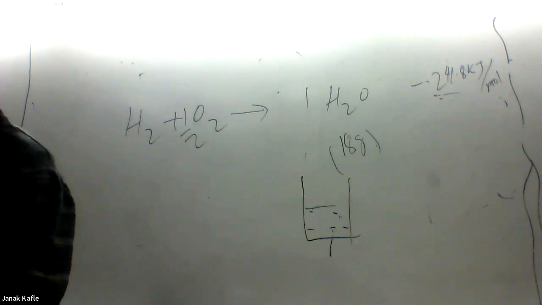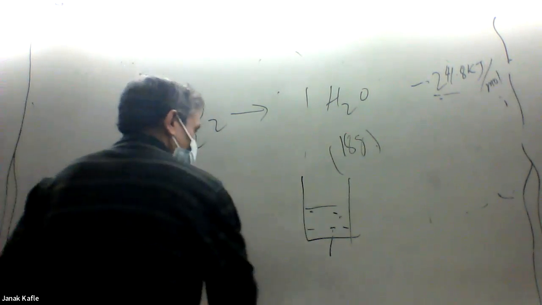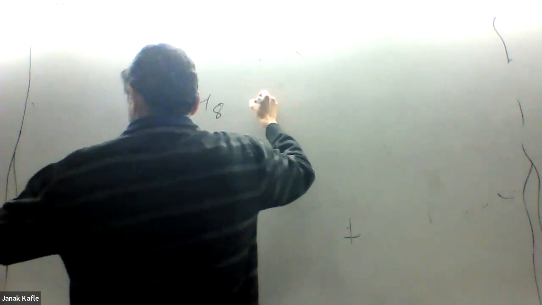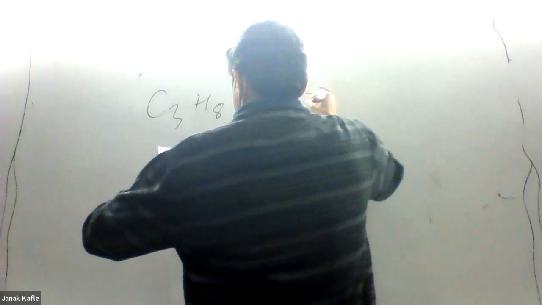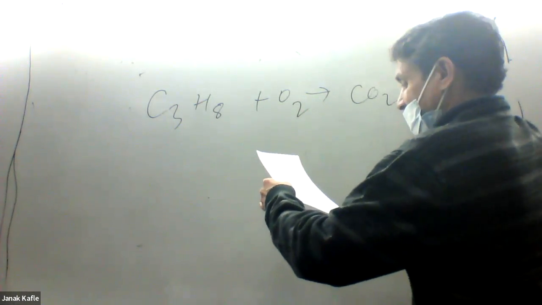Now let's do some problem here. I'm in slide number 5. It says the standard molar enthalpy. Molar enthalpy means 1 mole. You are burning 1 mole. So the standard molar enthalpy of this one, C3H8, it's a gas, and you are burning it with oxygen. That's propane. You are burning it with oxygen, and you are getting carbon dioxide and water.